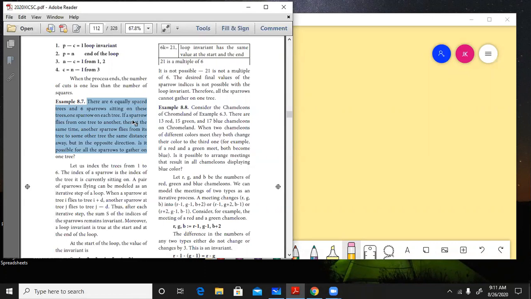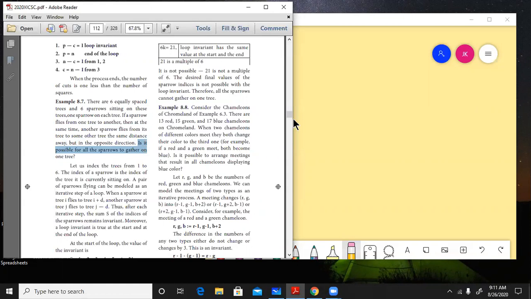When such things are happening, they are asking whether all the six sparrows can sit on one tree. I'll repeat the question. There are six sparrows and six trees, spaced equally. If a sparrow flies from one tree to another, then at the same time another sparrow flies the same distance in the opposite direction. And they are asking, is it possible for all the sparrows to gather on one tree?